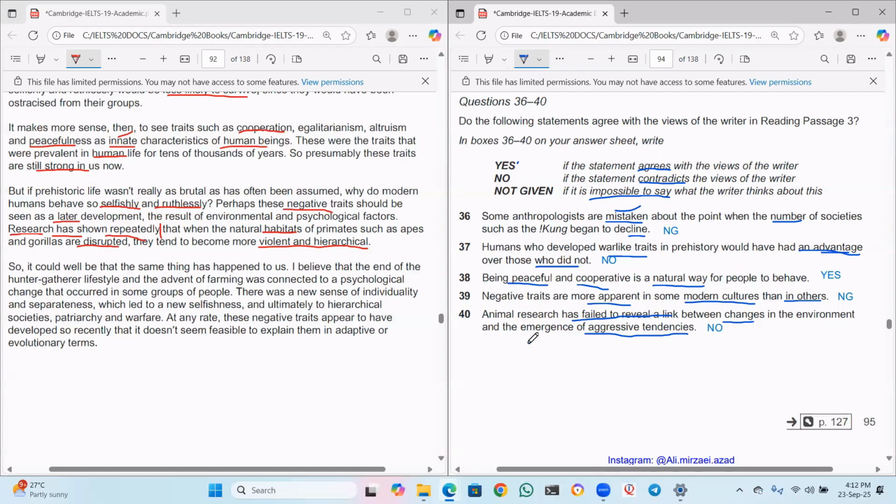So we are done with the Cambridge 19 book. This was the last passage. And next I'll be back with Cambridge 20, academic, so that it will be useful for the latest takers of the IELTS. I hope everybody is following me closely.